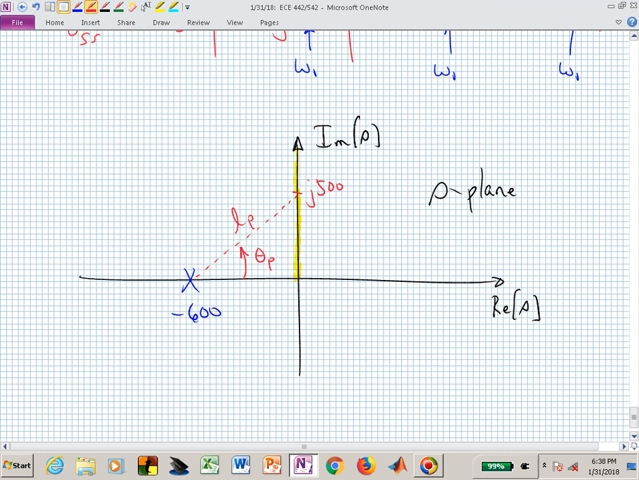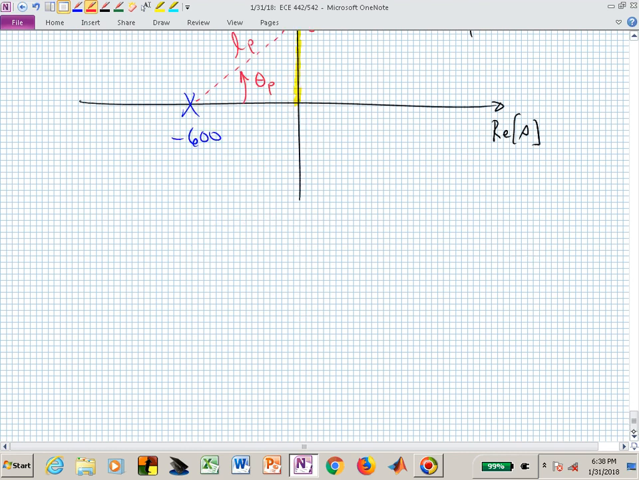So now we know, that's why we did all of that preliminary math, so that all of that's second nature, right? We know the Pythagorean theorem, we know trigonometry. We can figure out L sub p and theta sub p. And knowing that allows us then to really calculate this complex number H of j500. This is now 600 over j500 plus 600.